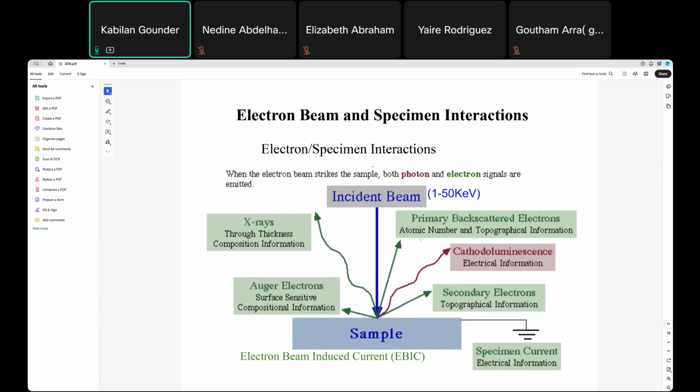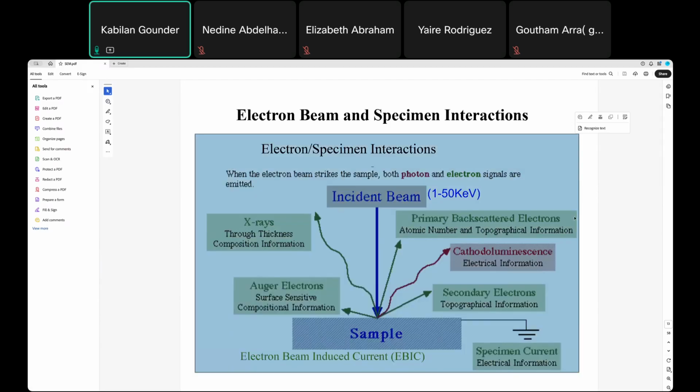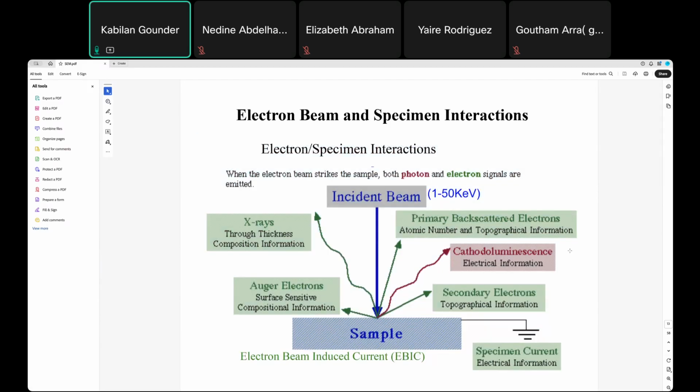Last class we discussed that the tungsten filament emits the electrons. They pass through the column and hit the sample. So once the electron beam strikes the sample, it emits different signals: primary backscattered electrons, cathodoluminescence, secondary electrons, Auger electrons, X-rays, and specimen current.